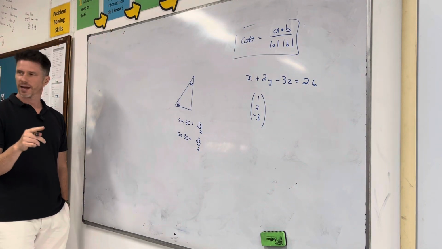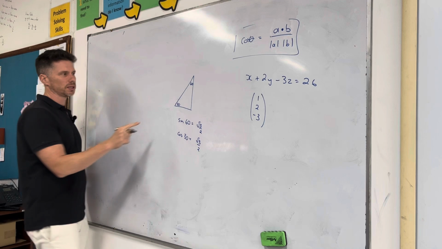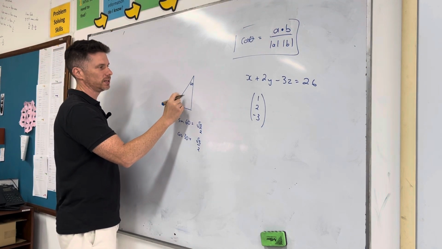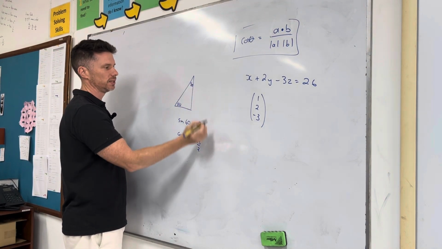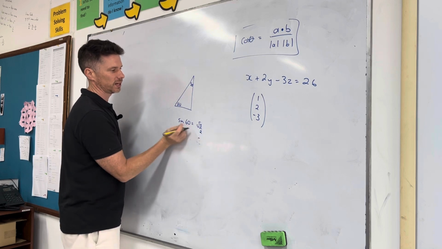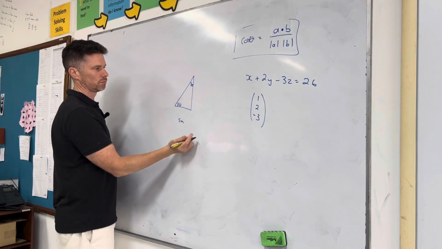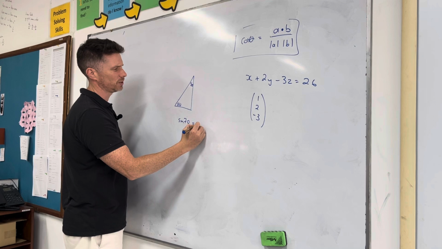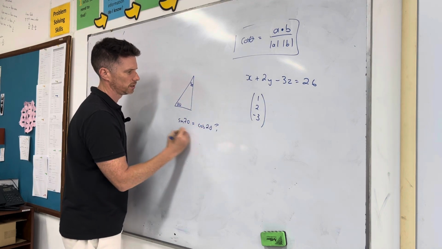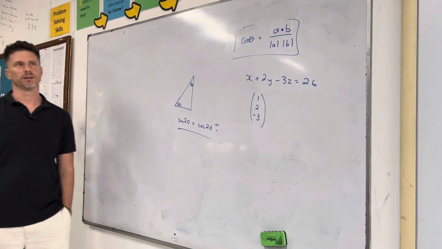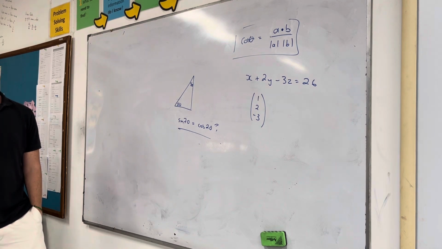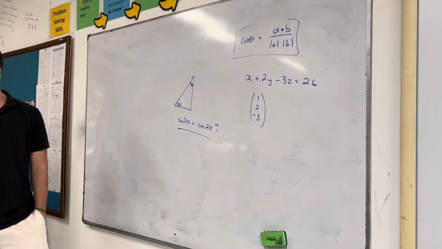Now, does that happen all the way through all angles? If this is 20, and this is 70, will sine 70 equal cosine 20? Check, get a calculator. I'm sure. You figure it out. Someone's got a calculator out here.